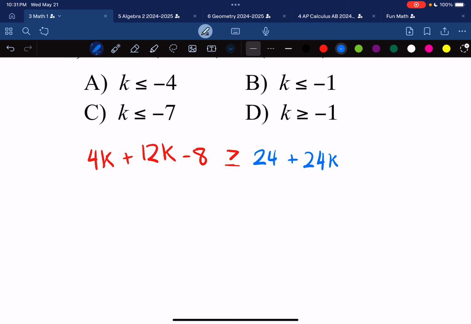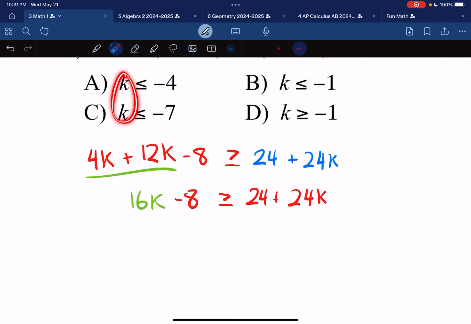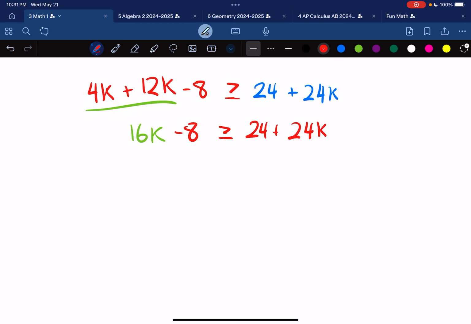From here, we are going to combine like terms. I'm noticing that these k's, and I guess that's the only thing that can be combined. I have a 16k on the left-hand side with a -8. Copy down everything else as well: 24 plus 24k. I have to reserve one side for the variables and one side for the constants. I happen to see that all of my variables should stay on the left-hand side, so I'm going to reserve the left-hand side for my variables, which means I need to move my variables to the left-hand side.